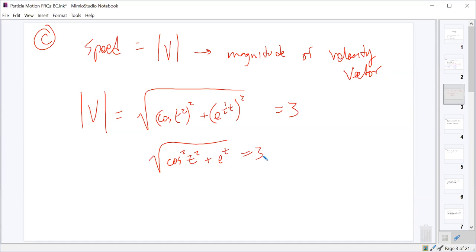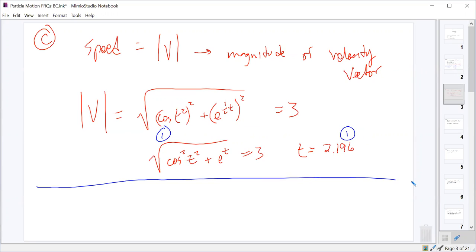You can plug both of them in and see where they intersect, or you can subtract 3 and look for the x-intercept of the new function. Either way, that should give you t is equal to 2.196. And this was, again, 2 points. So 1 for having some sort of speed equation, either this or this would be fine. And then 1 point for setting it equal to 3 and getting the right answer. Any questions there on part C?